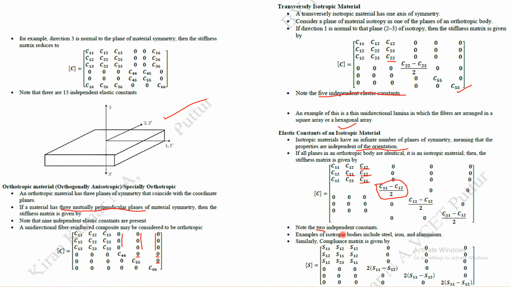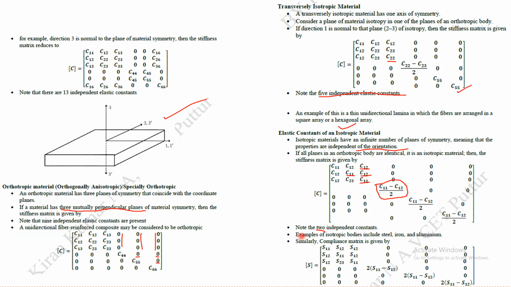Examples of this are steel, iron, aluminum. In the same way, I can relate that to the compliance matrix, which is of this form, S11 S12 S12, like that. Since the compliance matrix is nothing but the inverse of the stiffness matrix, 2 is being multiplied to the particular terms. That's it. So the terms will remain the same.